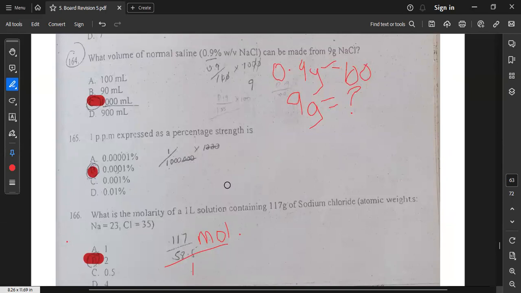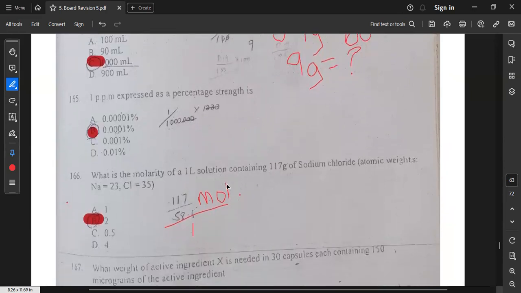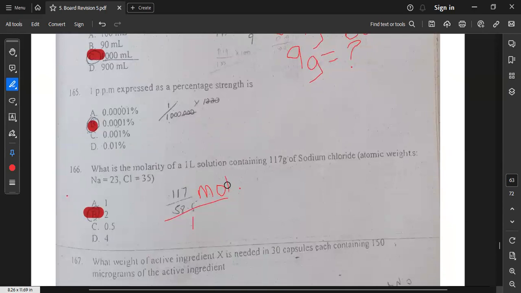After finding the number of moles, which is the mass over the molecular weight, 2. One part per million is like 1 is equal to 1 million. What about the 100%? You want to convert 1 part per million into percentage strength, which is 100. So it will be 1 million is equal to 1. What about 100? So you just cross multiply and you get the choice. The choice will be B after cross multiplication.